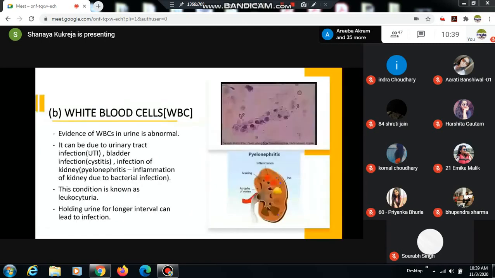Second is WBCs. As seen in the picture, they are pink stained. Evidence of WBCs can be due to urinary tract infection, bladder infection, that is cystitis, or infection of the kidney. The bacterial infection can cause inflammation of the kidney known as pyelonephritis. The condition when white blood cells come in urine is called leukocyturia. Holding urine for a longer interval can lead to infection and the urine becomes strong smelling.